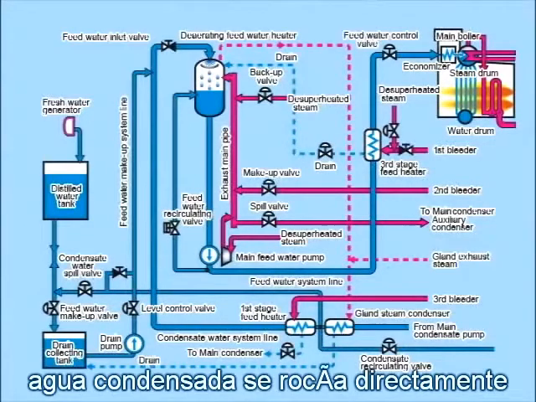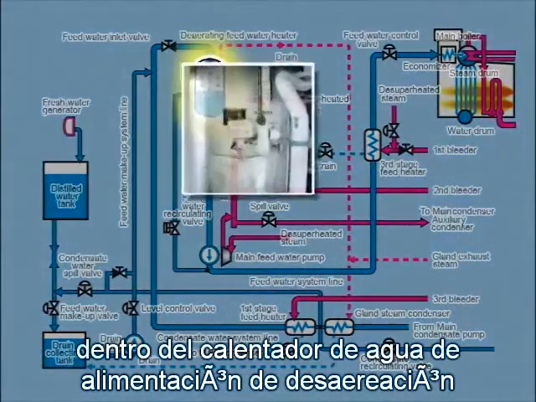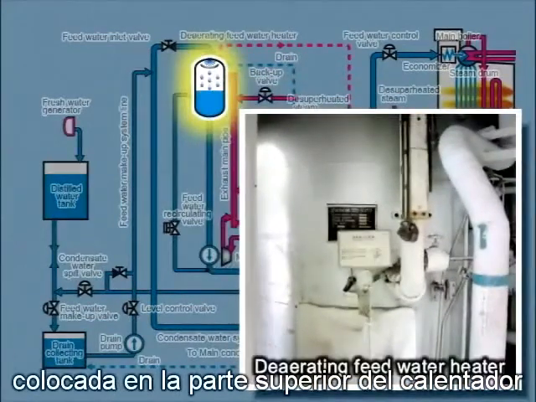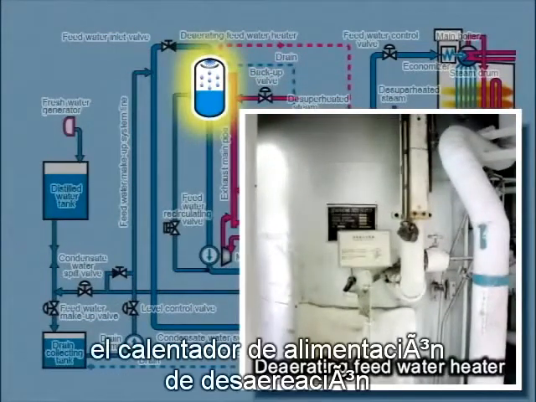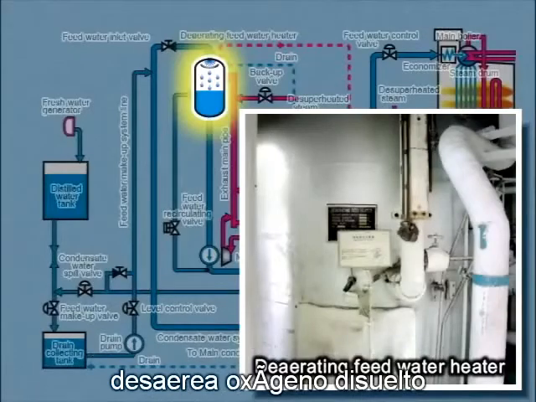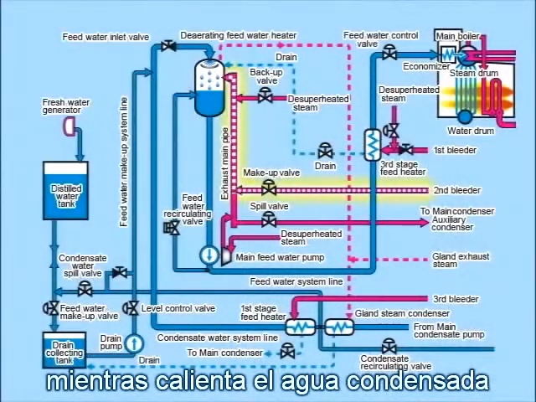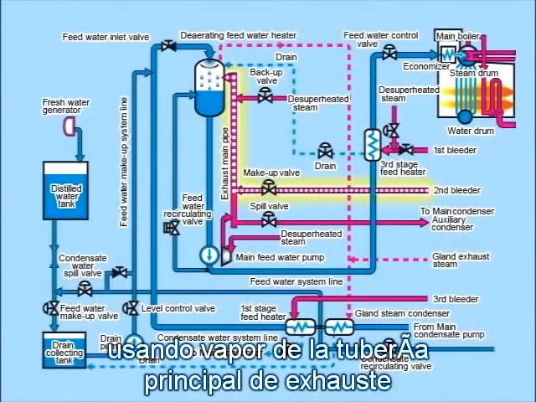Condensate water is sprayed directly into the deaerating feed water heater through a nozzle attached to the upper part of the heater. The deaerating feed heater deaerates dissolved oxygen while heating the condensate water by using steam from the exhaust main pipe.